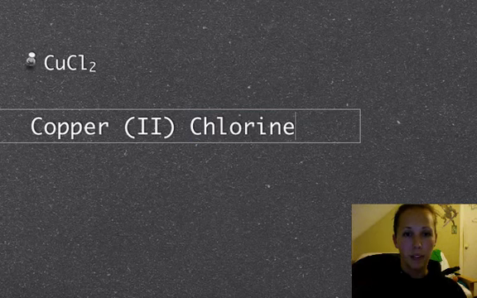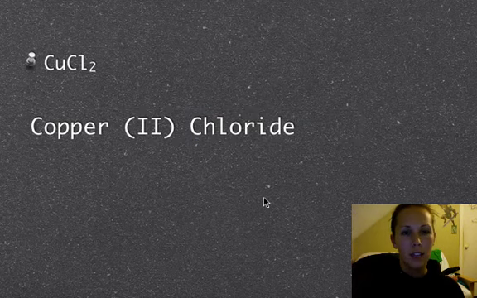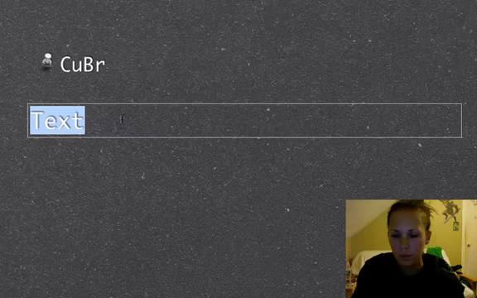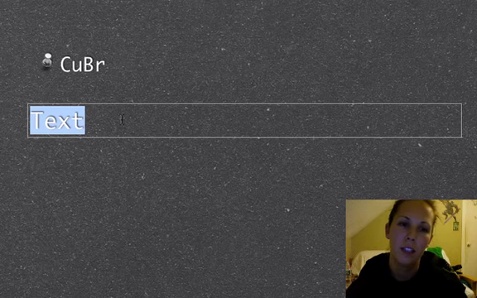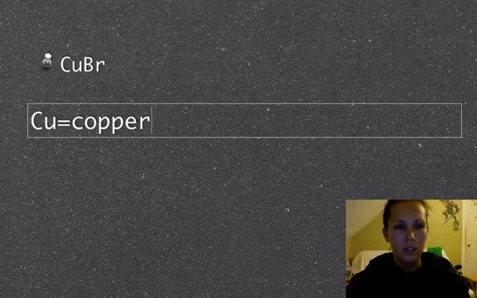Then we have to just rename chlorine as chloride. Okay. So CuCl2 is copper 2 chloride. So moving along in the examples, we have CuBr, which, if we're following along in the correct order of naming things, the cation, the positive charge, Cu, is copper.